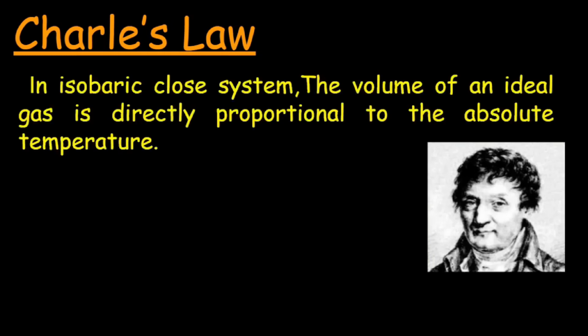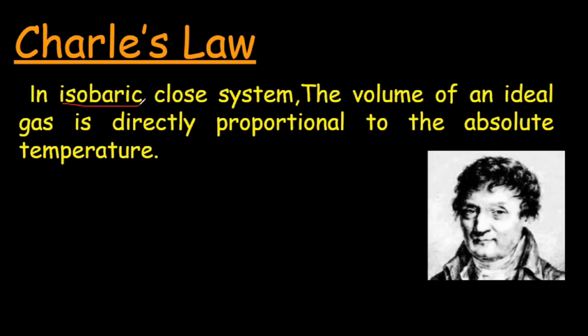So let's have a look at the Charles' law definition. In an isobaric closed system, volume of an ideal gas is directly proportional to absolute temperature. Volume of a gaseous system is directly related to the temperature when the system is an isobaric closed one. Iso means same and baric means pressure, which means pressure applied to the system must be constant. And the system is closed, which means the number of moles within the system should also be constant. So a system should contain a constant number of moles and should be maintained at constant pressure.